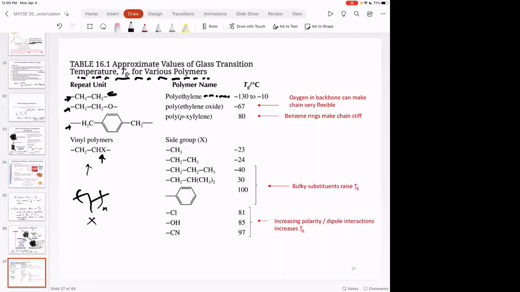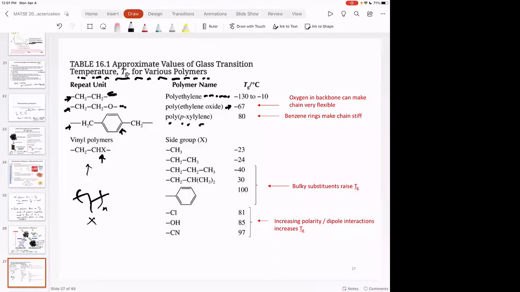Polyethylene oxide, you know that ethers are very flexible. So PEO is a nice flexible polymer, has a low glass transition temperature, which means it's a liquid at cold temperatures, right? It's a liquid at -20 C, it's a liquid at -40 C, and then it doesn't become a glassy solid until the temperature is below -67 degrees Celsius.